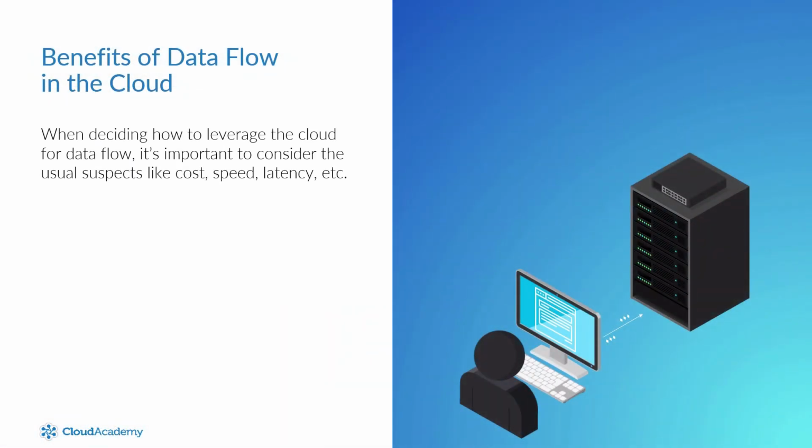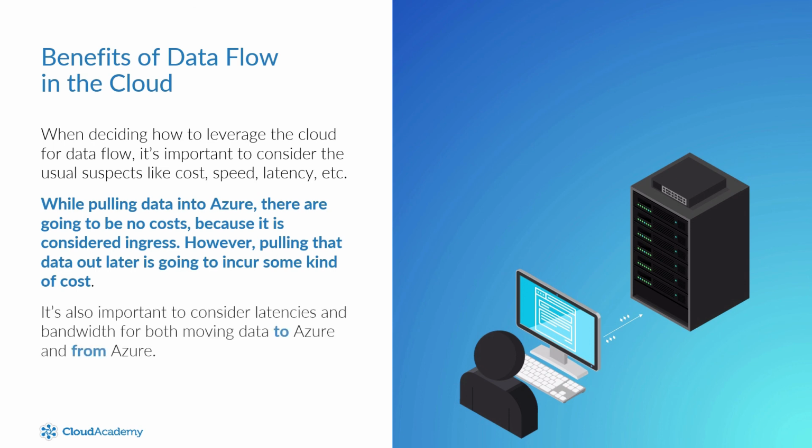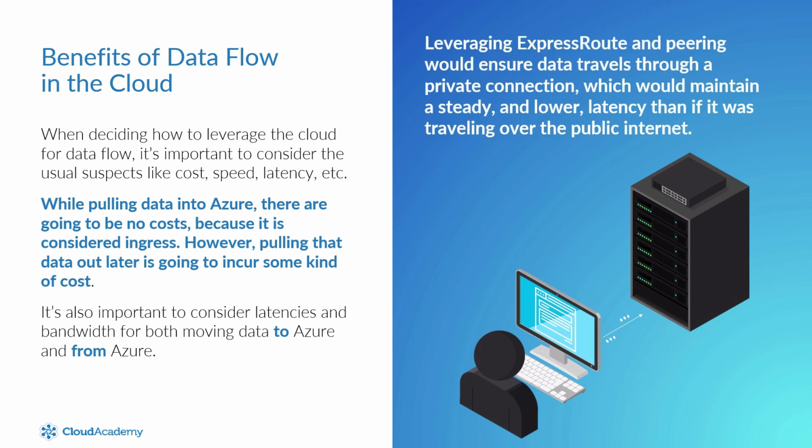When deciding how to leverage the cloud for data flow, it's important to consider the usual suspects, like cost, speed, latency, etc. Pulling data into Azure isn't going to incur any costs because it's considered ingress. However, pulling that data out later on is going to incur some kind of cost because it's egress. It's also important to consider latencies and bandwidth for both moving data to Azure and from Azure. With that said, leveraging ExpressRoute and peering ensures data travels through a private connection, which would maintain a steadier and lower latency than if it was traveling over the public internet.